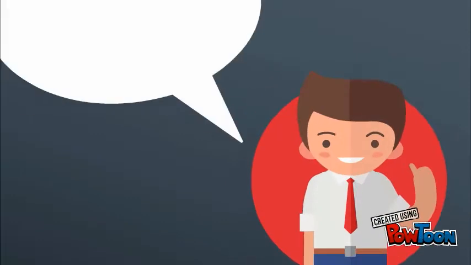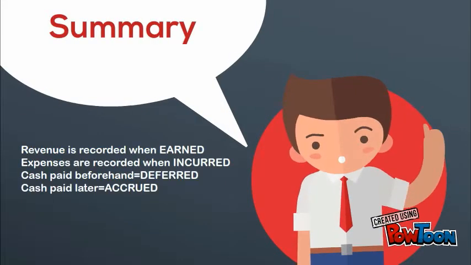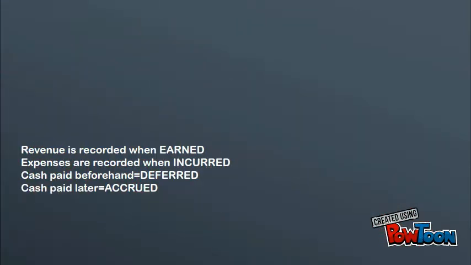So now let's take a look at a summary of the concepts we have just learned. In accrual accounting, revenue is recorded when earned and expenses are recorded when incurred, and when cash is paid in advance it is known as a deferred revenue, but when cash is paid on a later date it is known as an accrued revenue.